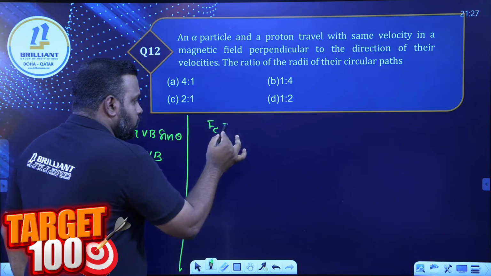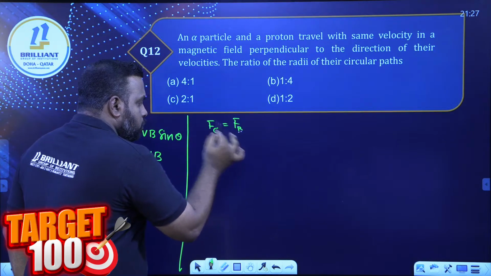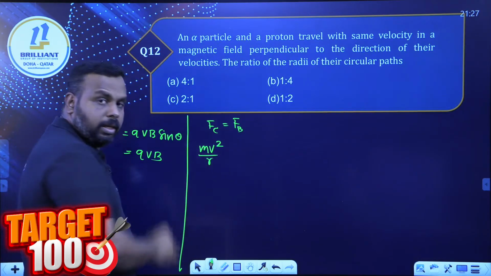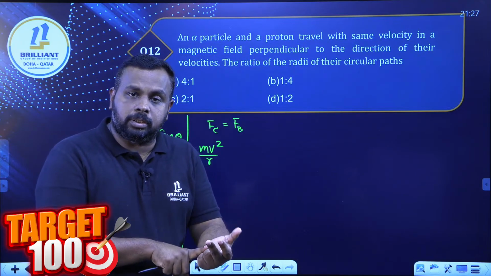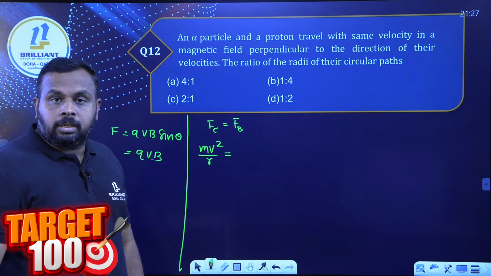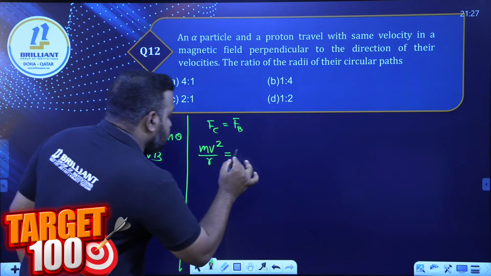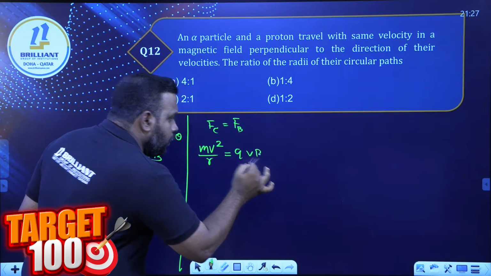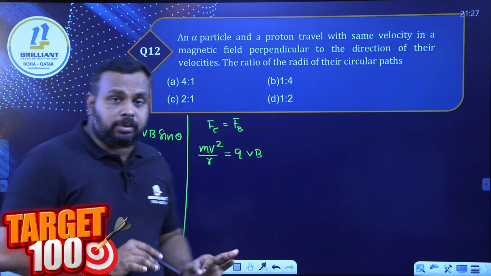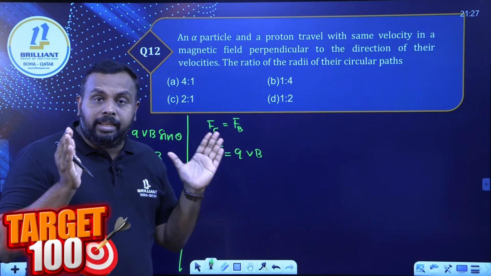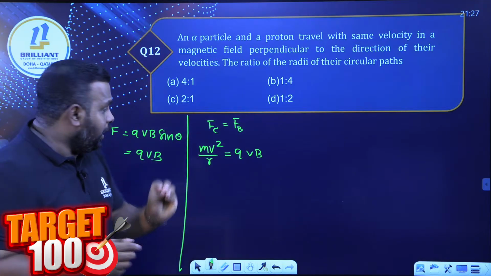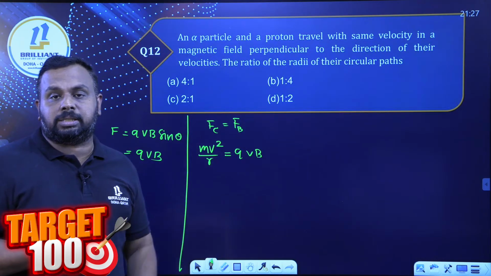So what you can do? Fc, centripetal force, is provided by the magnetic force. Centripetal force formula is mv square by r. Here m is the mass, v is what? Velocity, and r is the radius. It is provided by Lorentz force. What is the Lorentz force in this case? QVB. Actually, those who know the radius formula can directly substitute it, no problem. I am explaining it in case you have any confusion about the radius formula in exam hall, you can just recall these ideas and we can easily derive an expression for what?